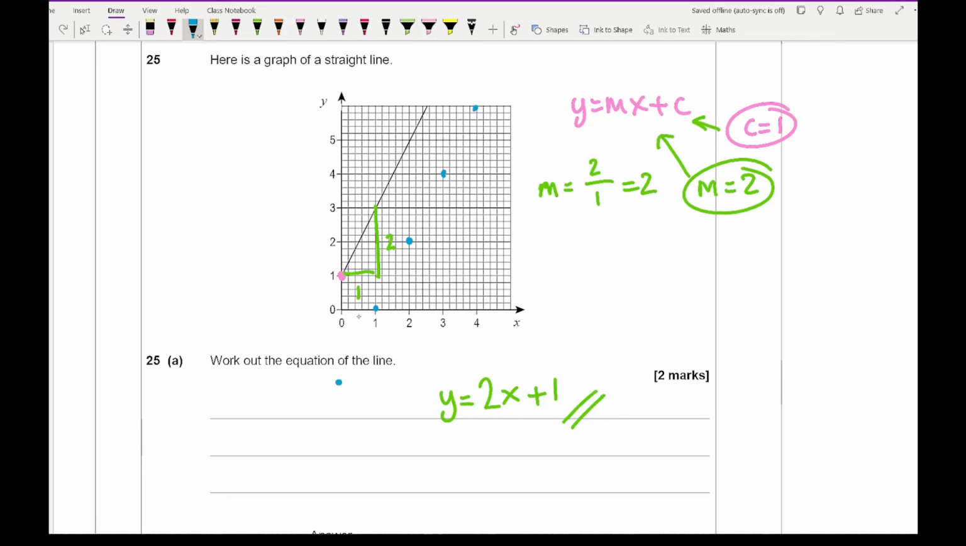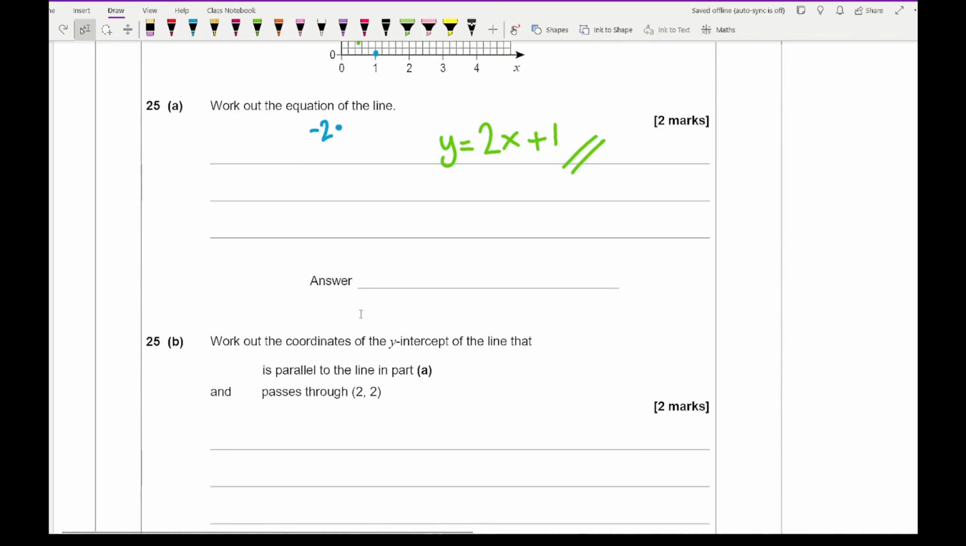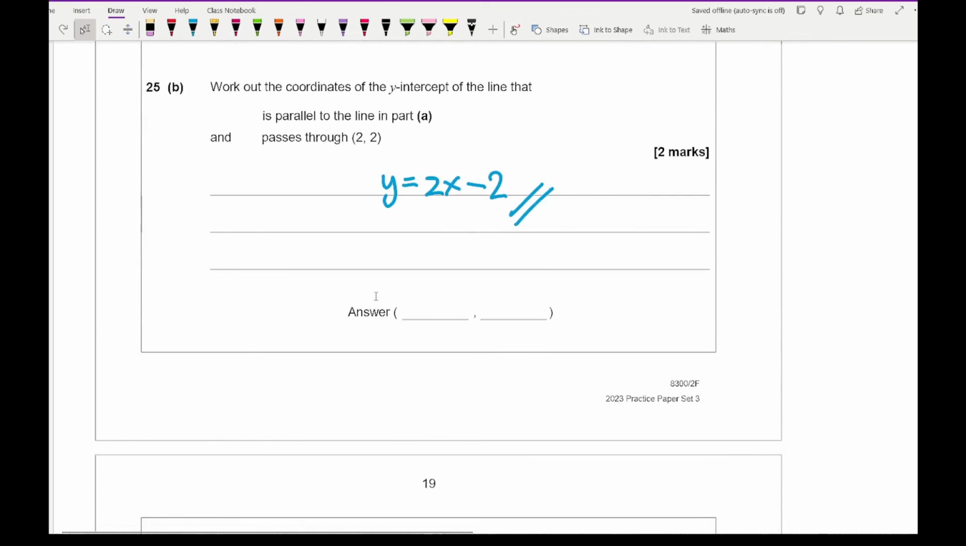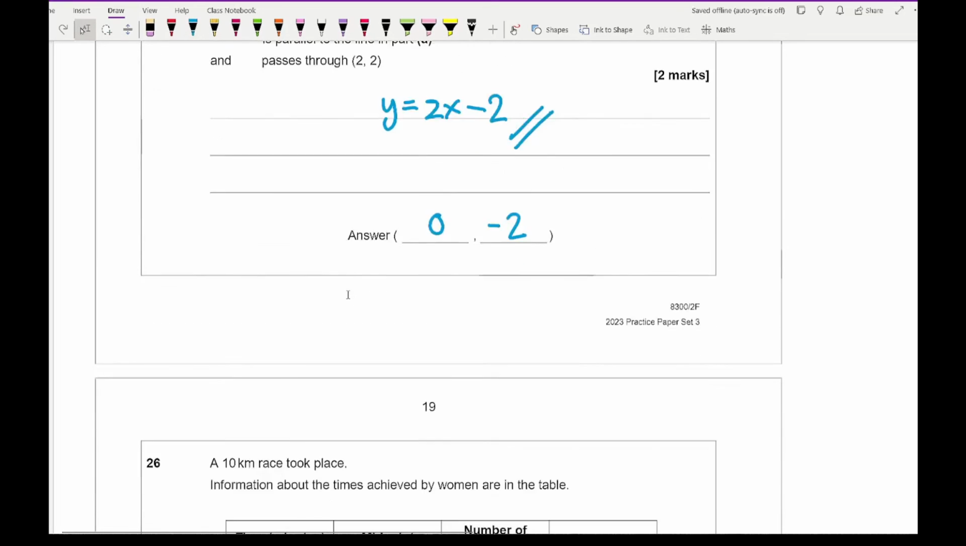Well, it's 2 away from the actual line. So 1, 2, 3. So it's going to be 3 down from there. So that's going to be at -2. So here the equation of the line is going to be y equals 2x minus 2. That means the y-intercept is going to cross at (0, -2).